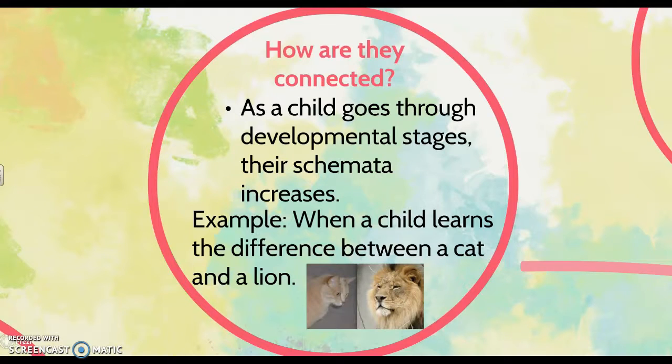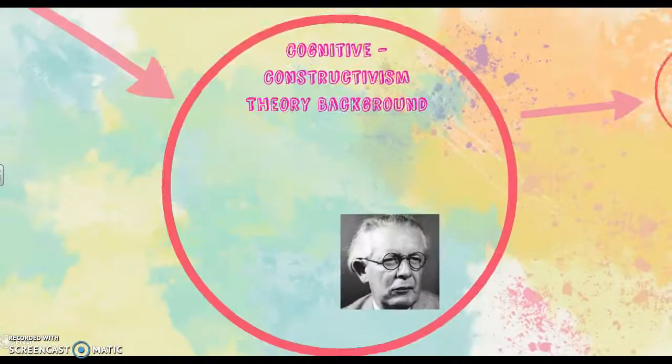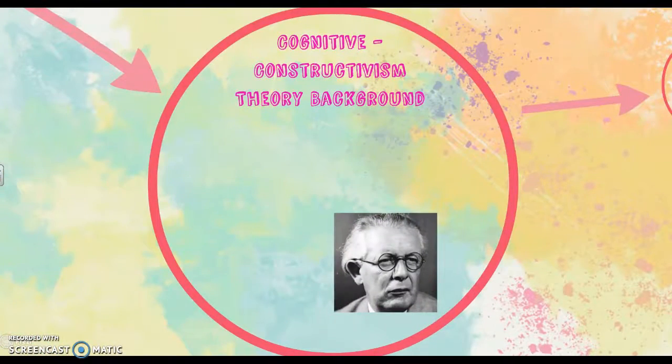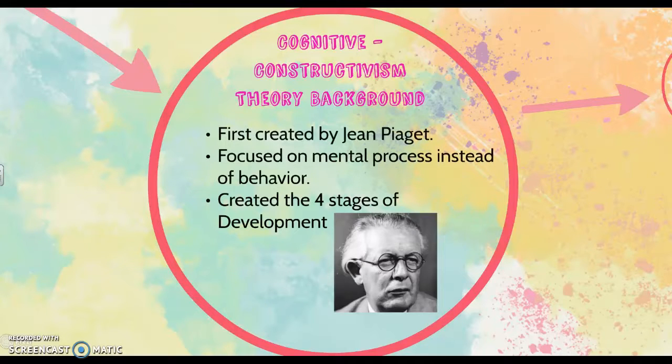Through experiences such as a visit to the zoo or reading a wildlife book, they determine that a cat and a lion are different. Through this process, they are increasing schemata and moving along in the developmental stages. The cognitive constructivism theory was first created by Jean Piaget. Piaget was more focused on the mental process of children and not their behavior. Piaget created the 4 stages of development.